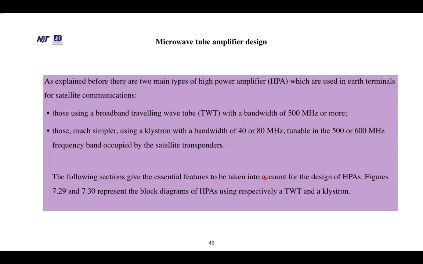TWT, traveling wave tube, we already discussed, we are not going into detail. Explanation before: there are two main types of high power amplifier, HPA, which are used in earth terminals for satellite communication. Those using a broadband traveling wave tube, TWT, with a bandwidth of 500 MHz or more. Those much simpler, using a klystron with a bandwidth of 40 to 80 MHz, tunable in the 500 to 600 MHz frequency band occupied by the satellite transponders. The following section gives the essential features to be taken into account for the design of HPAs.